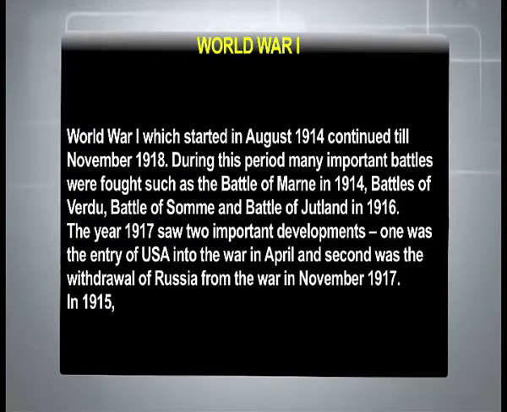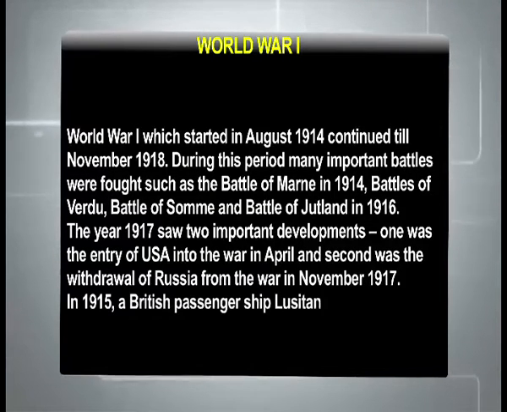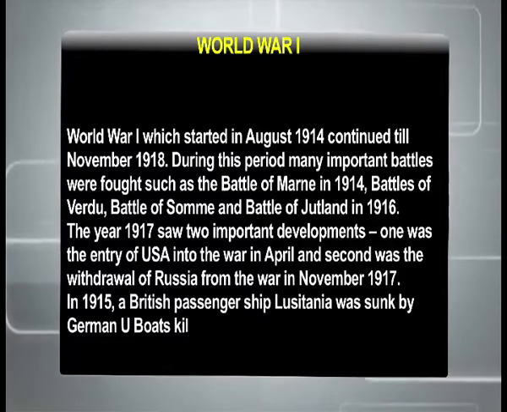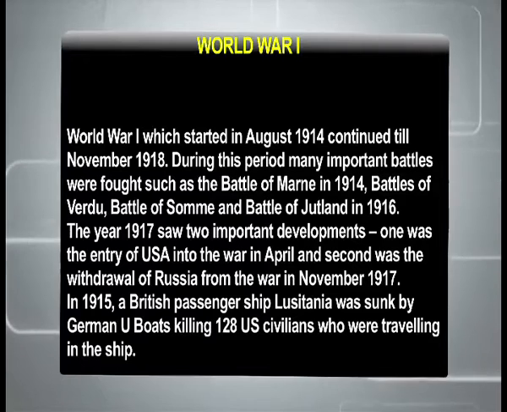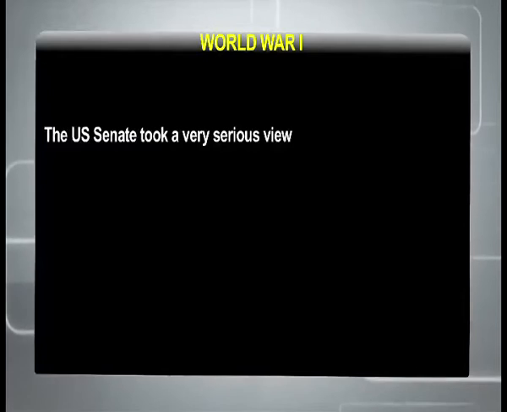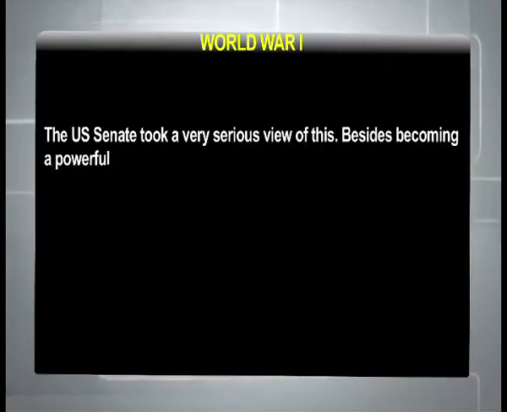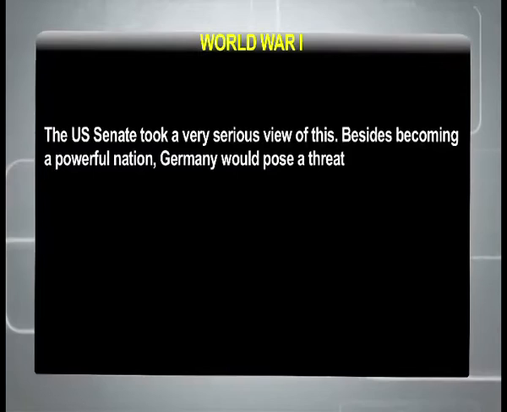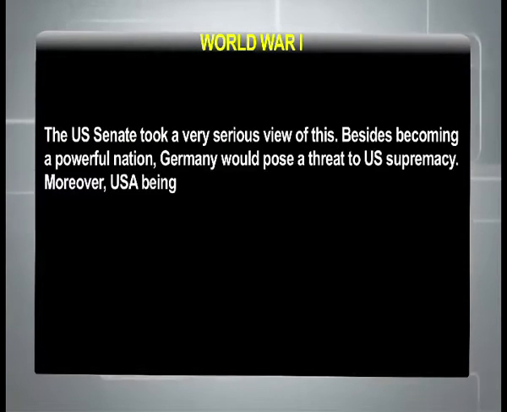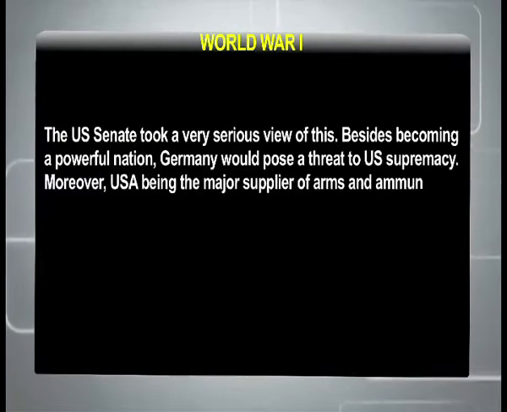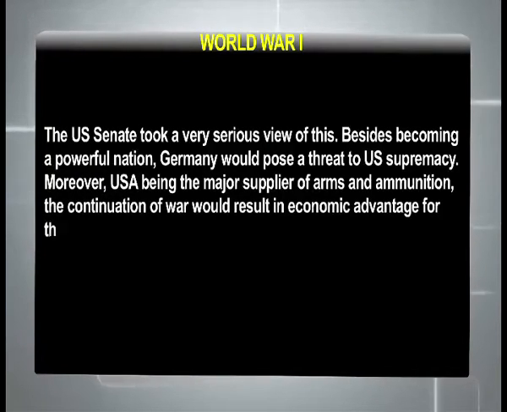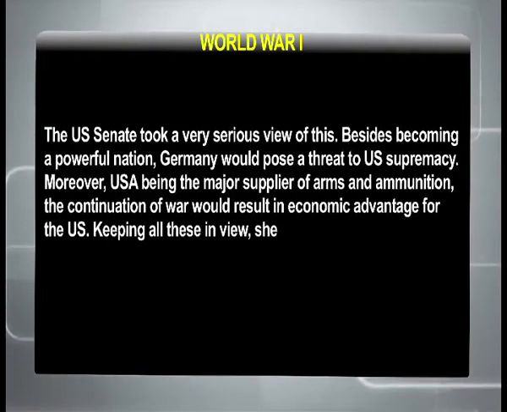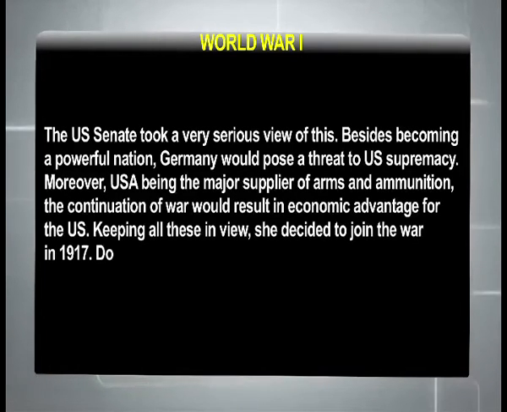In 1915, a British passenger ship, Lusitania, was sunk by German U-boats, killing 128 United States civilians who were traveling in the ship. The United States Senate took a very serious view of this. Besides becoming a powerful nation, Germany would pose a threat to US supremacy. Moreover, USA being the major supplier of arms and ammunition, the continuation of war would result in economic advantage for the United States. Keeping all this in view, she decided to join the war in 1917.